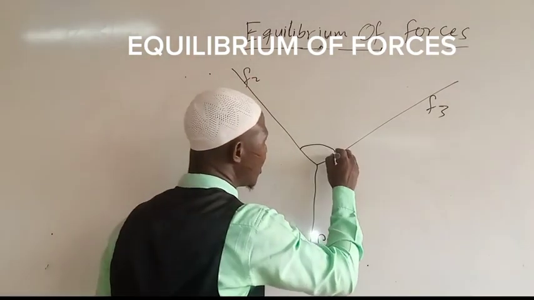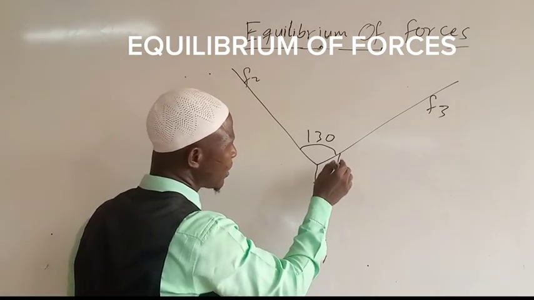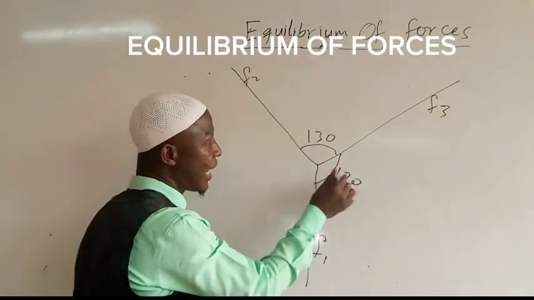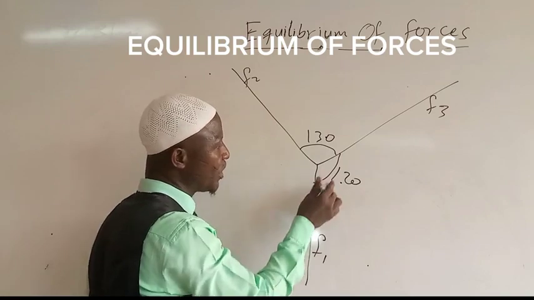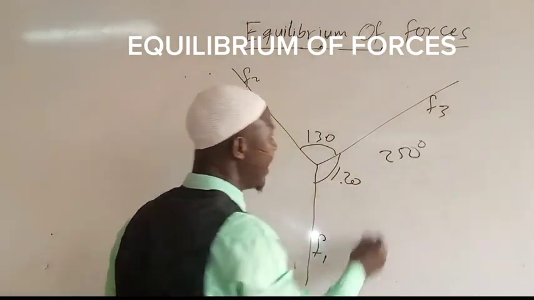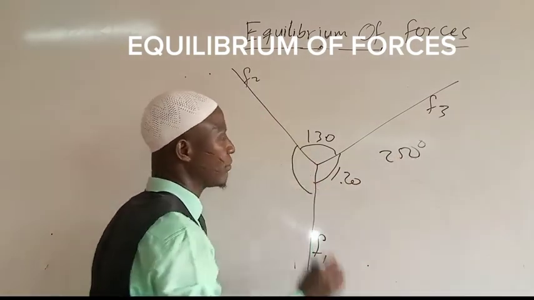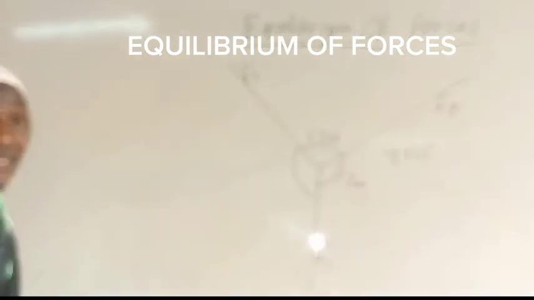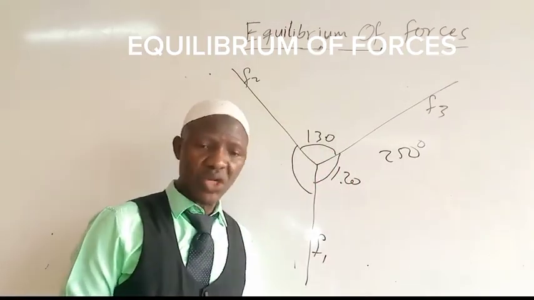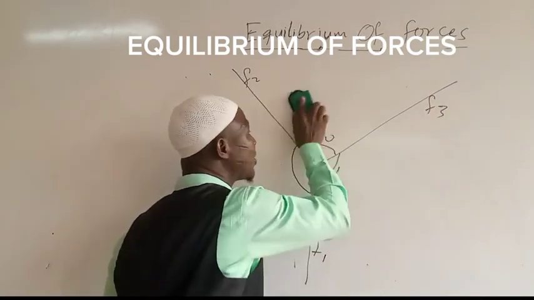Let's say this angle is 130, then this one is 120. So what you just do to get this angle, add this and this together, which will give you 250 degrees. Then take 250 degrees from 360, you get this one. That's 110. Very simple. After getting all the three angles, you can easily determine the unknown force using Lamy's theorem.